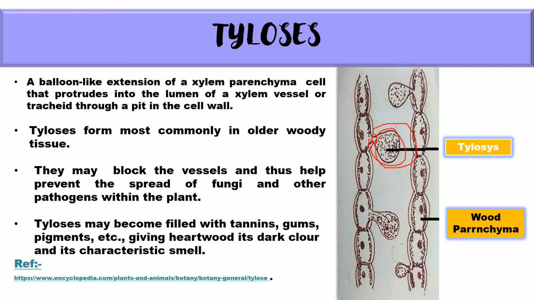Even tyloses are filled with tannins, gums, and different kinds of pigments. The dark color of the hardwood after the secondary growth of wood is because of these tyloses. And also it gives the characteristic smell of wood.